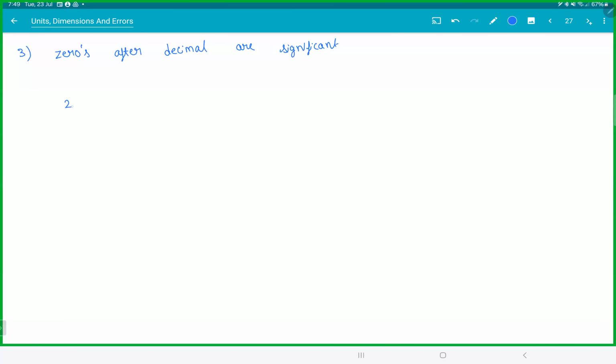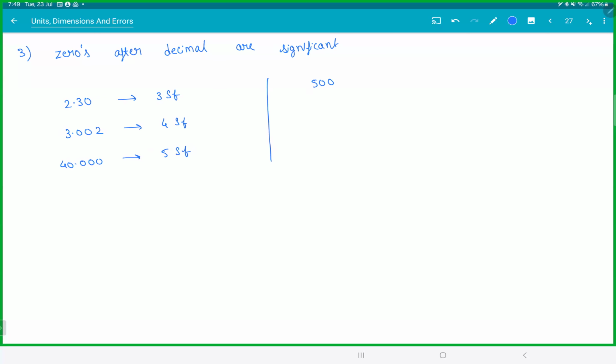Meaning, if you say 2.30, that zero is counted. This has 3 SF. If you say 3.002, those zeros actually are helpful, 4 SF. If you say 40.000, all zeros are counted. That is 5 SF. Now, be careful here.